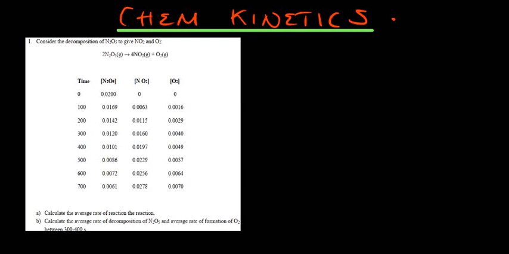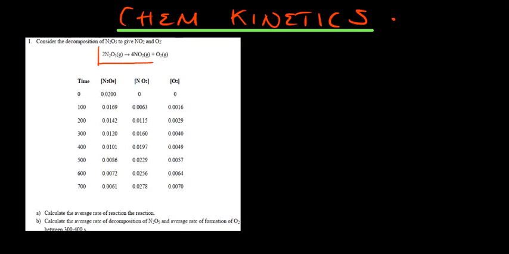To solve the questions, I'll be explaining the concepts that we already talked about. So now we're given a decomposition reaction of that to give us nitrogen dioxide and the oxygen there. If you look at our equation, this is what we have. That is our chemical reaction. And then if you look at our table, we have the time at start.